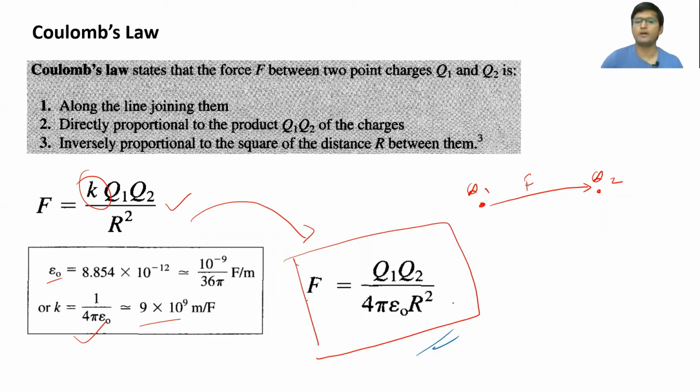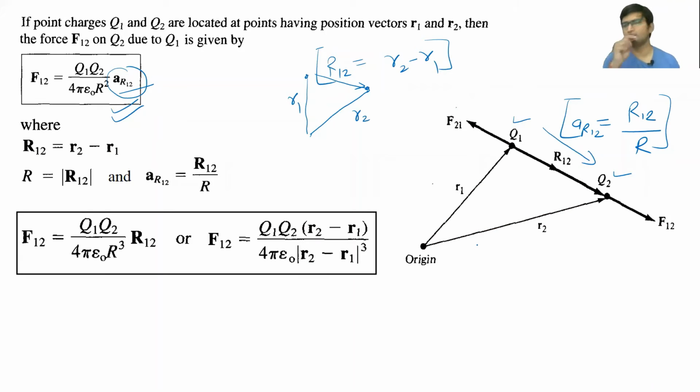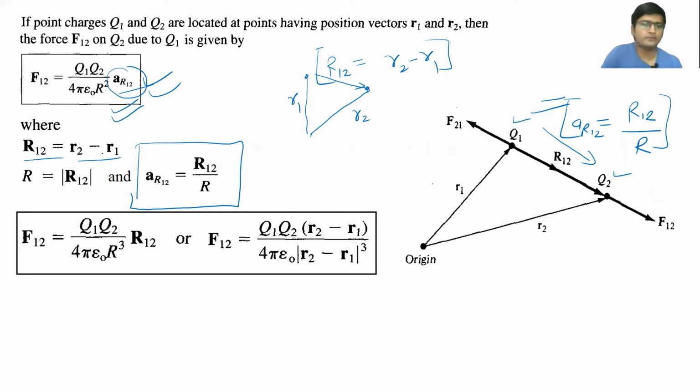So this was the formula which was just talking about the magnitude of force. And since this force has a direction, this direction will be represented by this unit vector a_R12. And a_R12 is basically given by this formula. This formula is also written here. And also R12 is given by the difference of these two vectors.